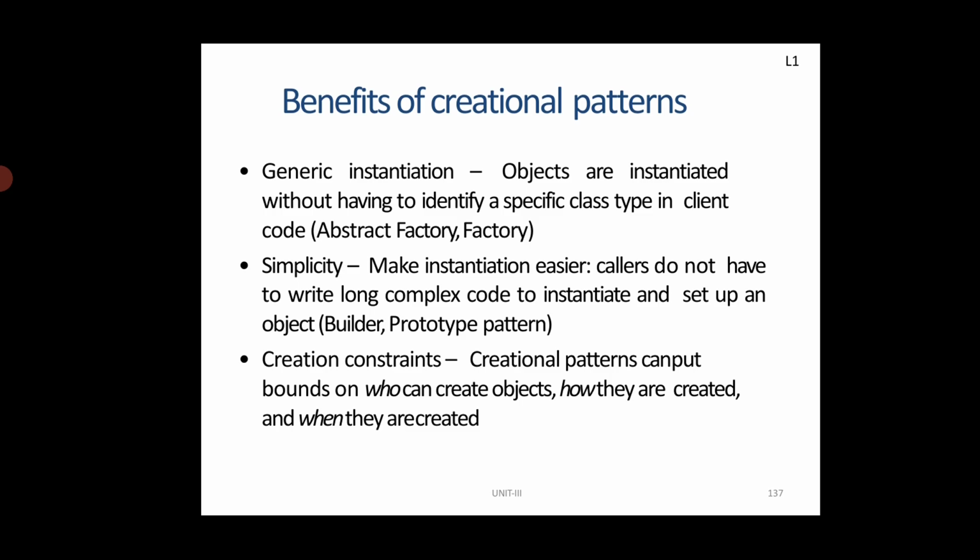Coming to simplicity: we are creating objects with particular behaviors, which requires more than simply instantiating a class. Instantiation becomes easier in the sense that callers do not have to write long, complex code. Exactly, you don't want to write long complex code for a program. We need to set up an object, like the builder and prototype patterns. We need to make instantiation easier.